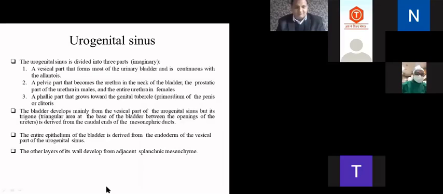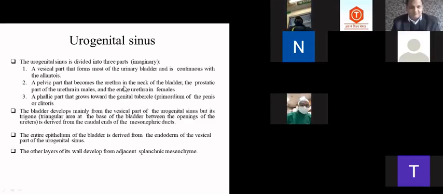Now, the urogenital sinus is further divided into three parts: the vesical part that forms most of the urinary bladder and is continuous with the allantois in the apex region; a pelvic part that becomes the urethra in the neck of the bladder, the prostatic part of the urethra in males, and the entire urethra in females; and a phallic part which forms the penile urethra in case of males.